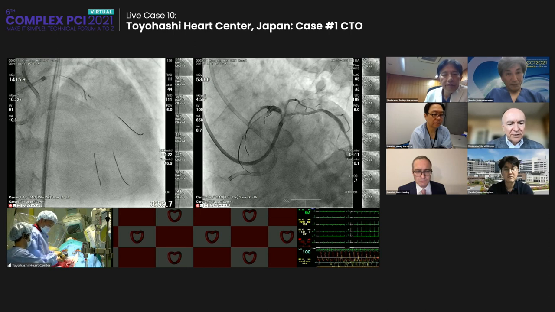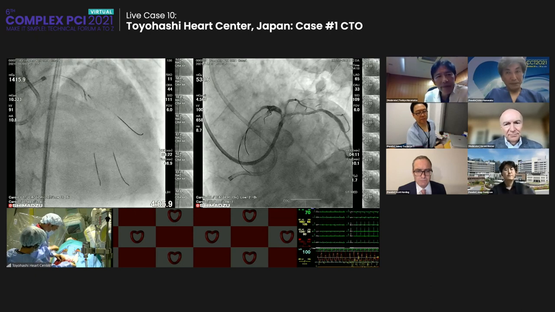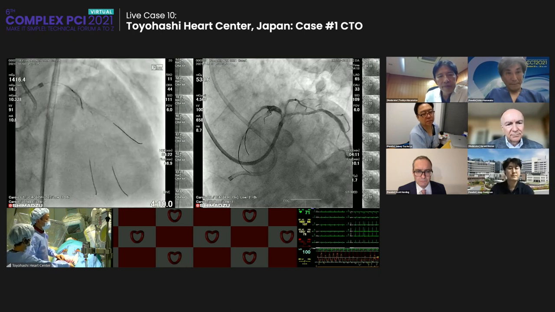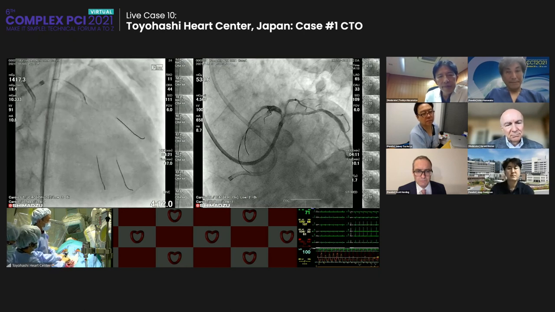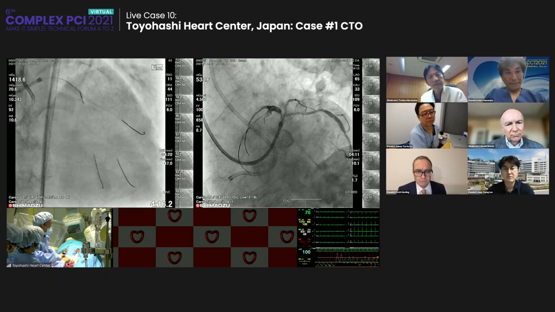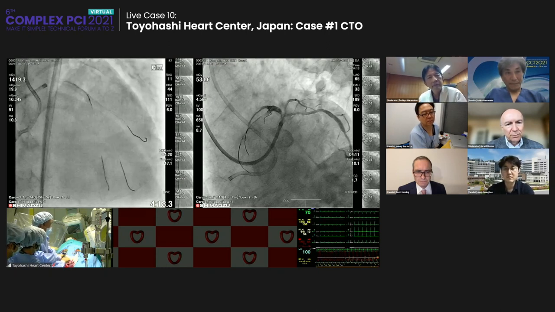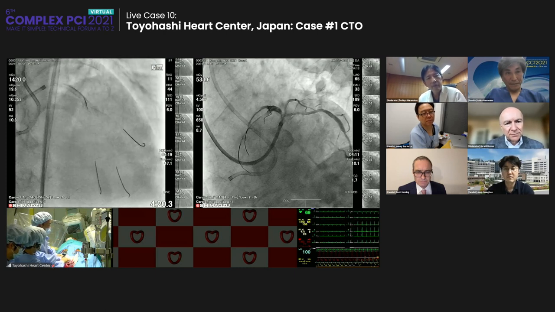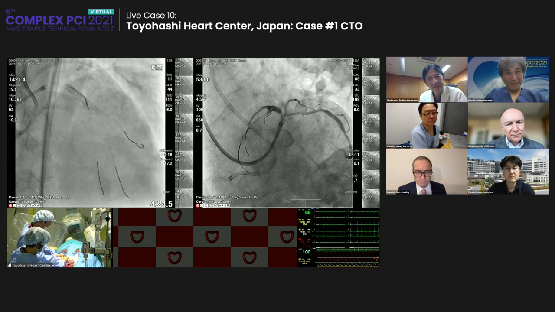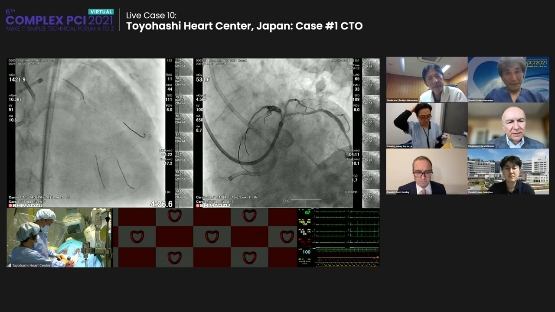So you take your 1.5 balloon again? Yes, for the ostium of the diagonal. I think we don't need to do the kissing for the distal bifurcation. No, well, if you pass it now, why not? You have the 2.5 NC already on the table. Okay.